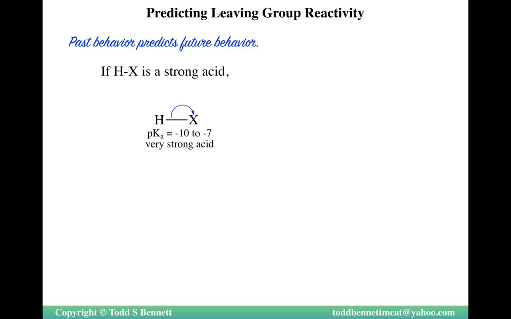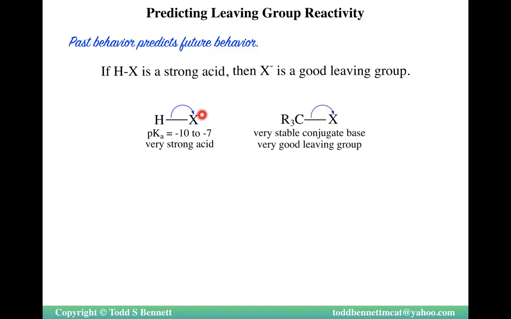So chemistry, same story. We compare it to acidity. If this X is good at leaving from H, then the assumption is it's going to be good at leaving from carbon. So if you leave H very readily, you're probably going to leave carbon very readily. So the best leaving groups are typically the conjugate bases of strong acids. This is why most organic chemistry classes will make you look at the pKa of the conjugate acid of the leaving group.